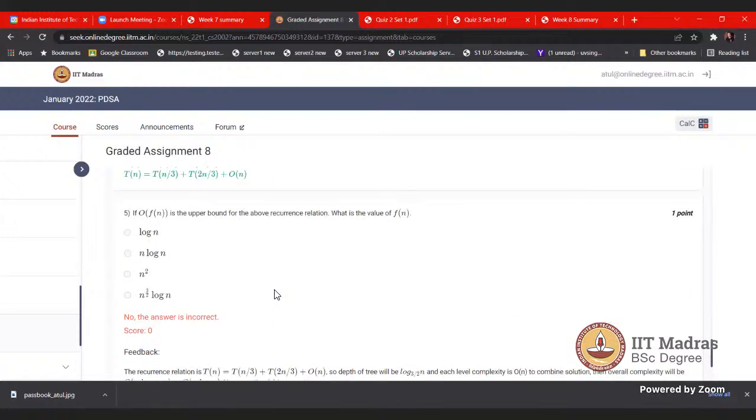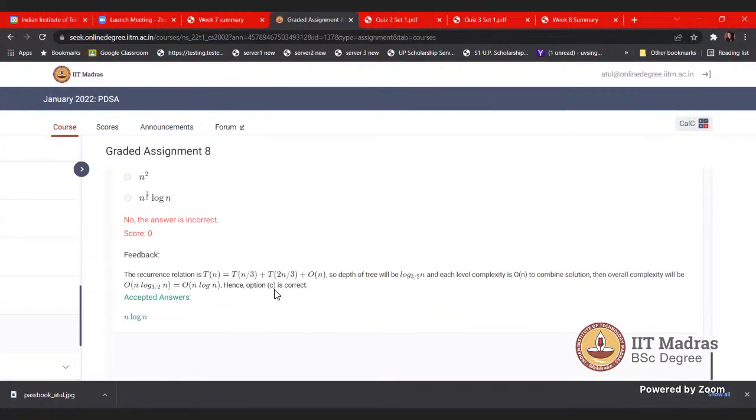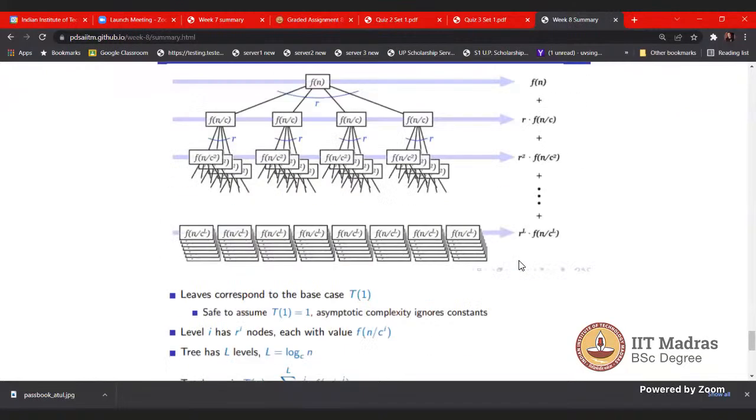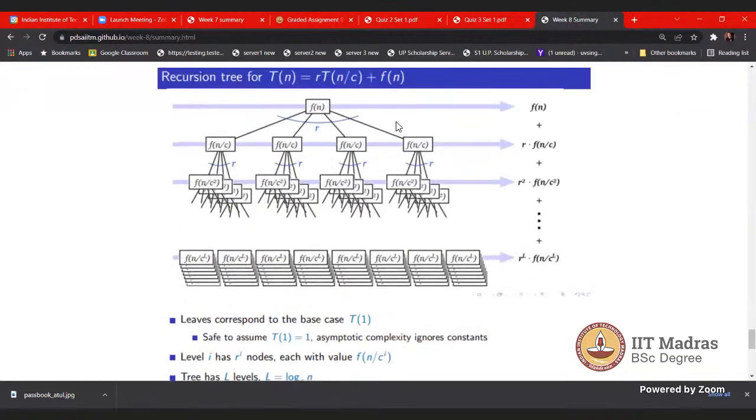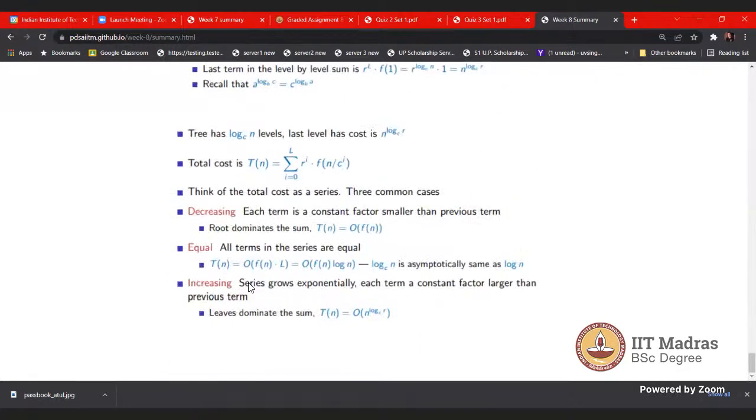If the subproblem size is created exponentially, this is the format. Here we are dividing by 4 at every step. This is the second condition, increasing. If the series grows exponentially, then we will use this n log c formula to calculate the complexity. You can learn this formula for this type of problem. There are only two formulas, equal and increasing.